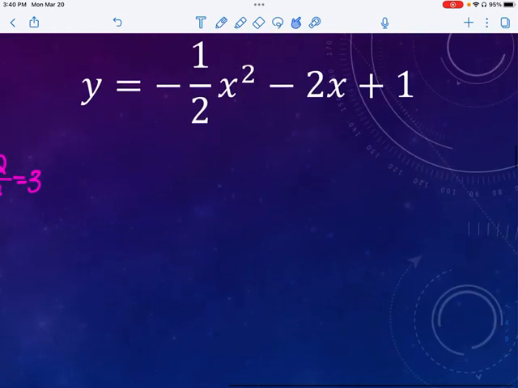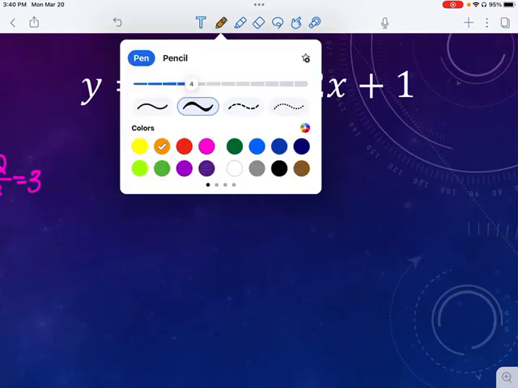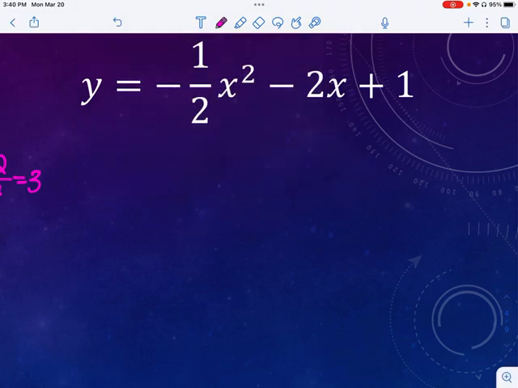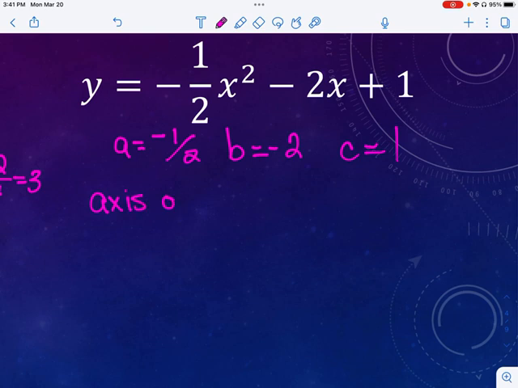All right, let's try this last one. You'll notice here we have a fraction going on. Doesn't really change what we do. It just makes the math a little trickier. You just got to be a little careful. So A would be negative 1/2. B would be a negative 2. C would be 1. So we come in, axis of symmetry.